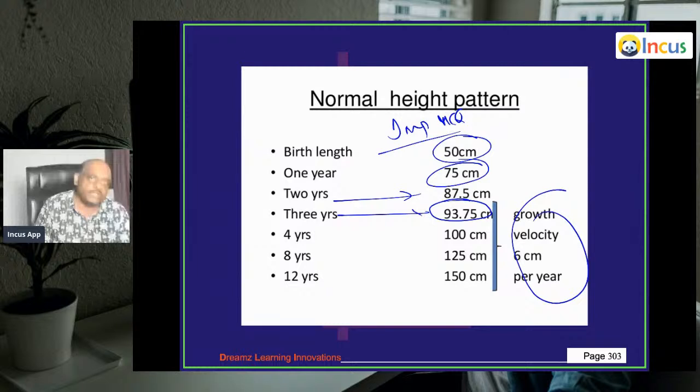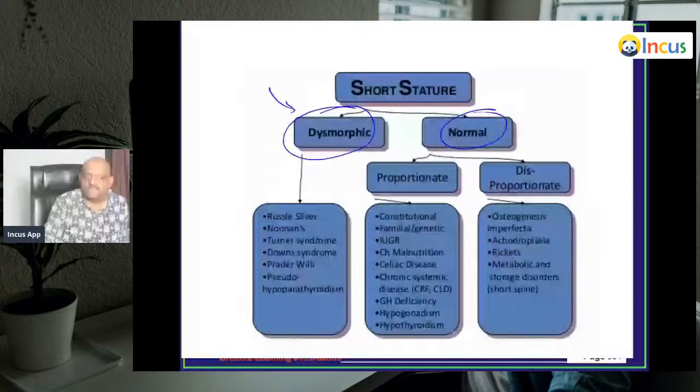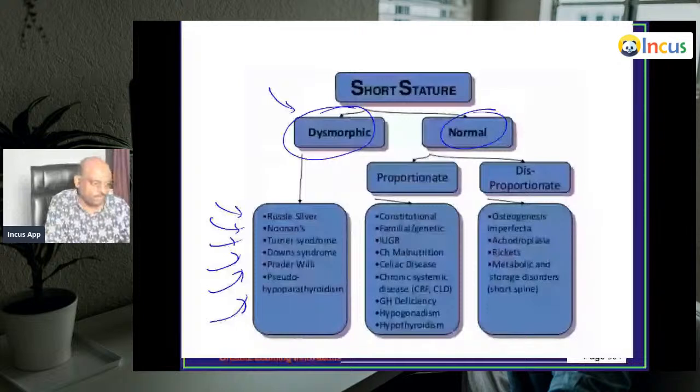Short stature can be dysmorphic or normal. If short stature is there and dysmorphism is also there, then think of Russell-Silver syndrome, Noonan, Turner, Prader-Willi, pseudo-hypoparathyroidism. These should all come to your mind. One minute, doctor, the internet is acting up here and there.